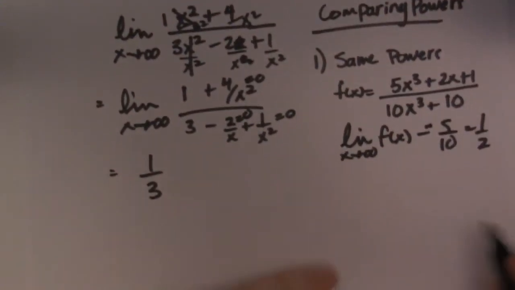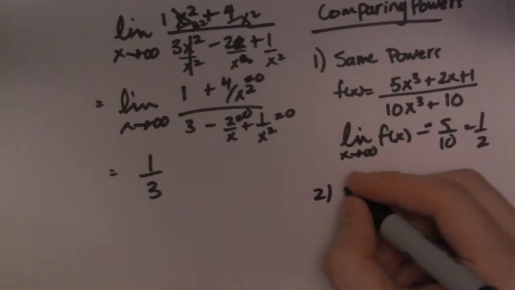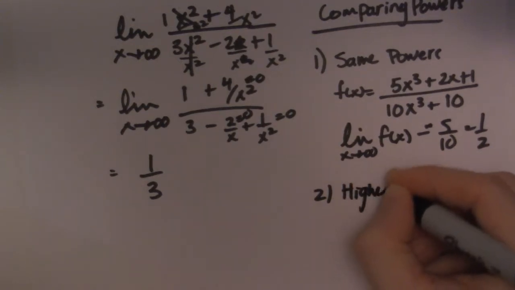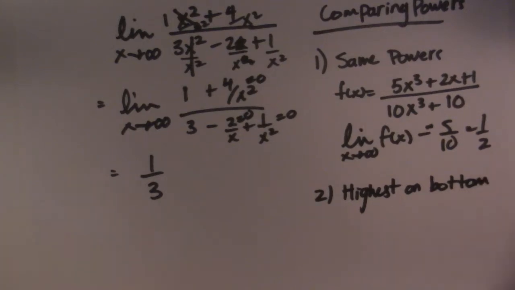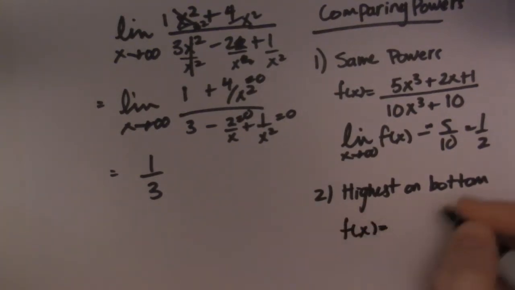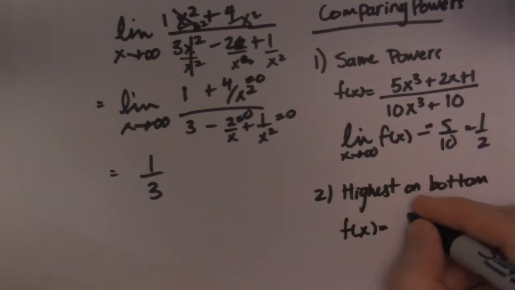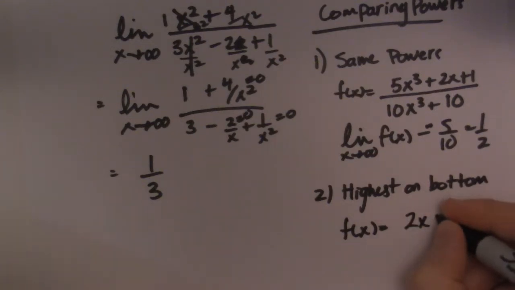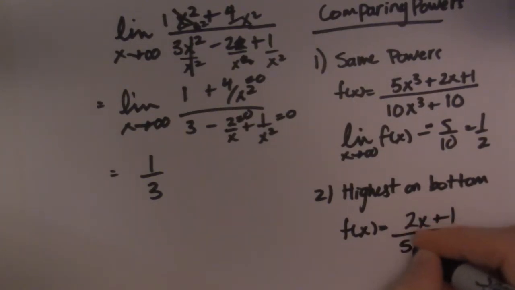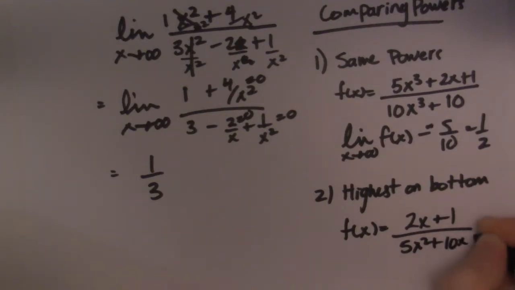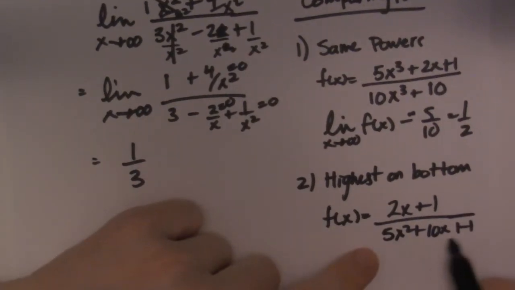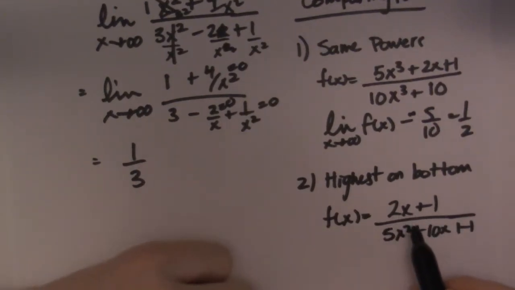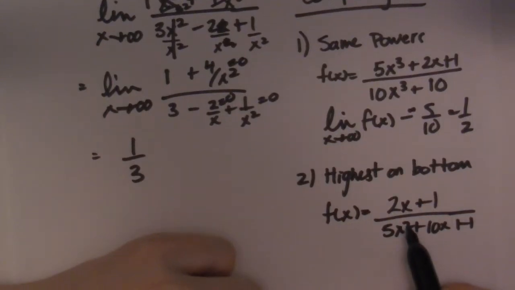So the next scenario is highest power on the bottom. So you might have something like 2x plus 1 all over 5x squared plus 10x plus 1. If you have something like that where the highest power is on the bottom, essentially the bottom is growing much faster than the top. So this bottom is going to get bigger a lot quicker than this top.